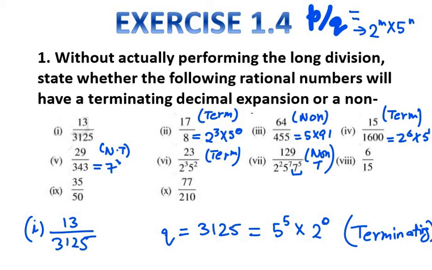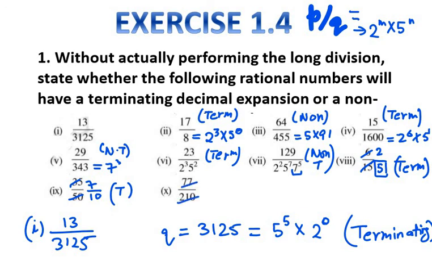Now the next one we have is 6 over 15. Let us simplify this. This can be written as 2 over 5. Now we can see that it has a factor of 5 at the bottom. So therefore we can say that it is a terminating decimal expansion. Now the next one we have is 35 over 50. 35 over 50 can be written as 7 over 10 and 10 can be written as 2 into 5. So therefore it is terminating again.